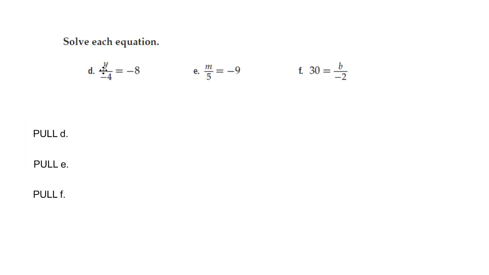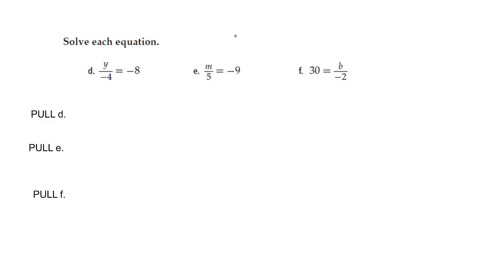Letter D, y is divided by negative 4. The opposite of division is multiplication, so we're going to multiply both sides by negative 4. Negative 8 times negative 4 is positive 32. Letter E, m is divided by 5, so we want to do the opposite and multiply both sides by 5. So negative 9 times positive 5 is negative 45.